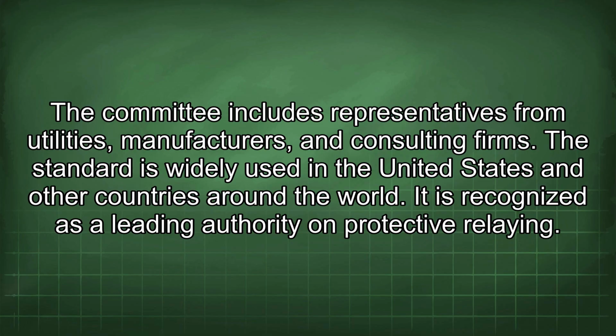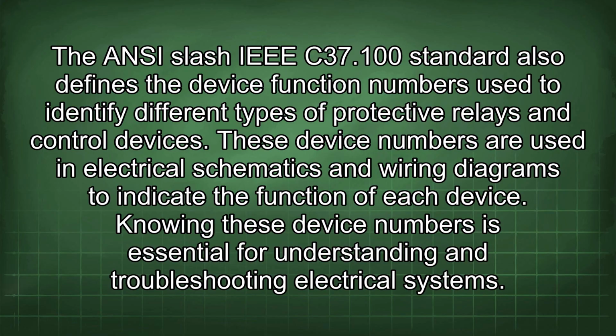The standard is widely used in the United States and other countries around the world. It is recognized as a leading authority on protective relaying. The ANSI/IEEE C37.100 standard also defines the device function numbers used to identify different types of protective relays and control devices. These device numbers are used in electrical schematics and wiring diagrams to indicate the function of each device. Knowing these device numbers is essential for understanding and troubleshooting electrical systems.